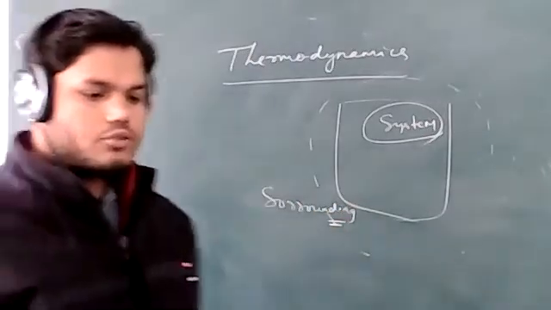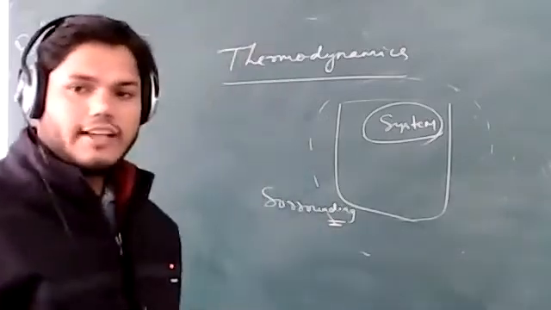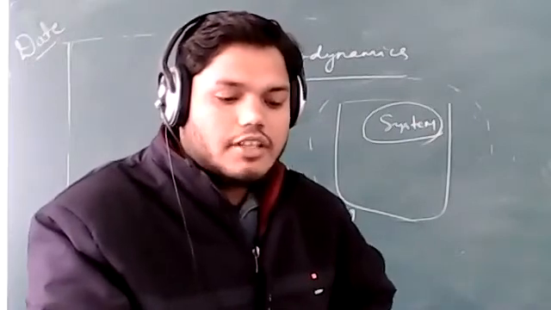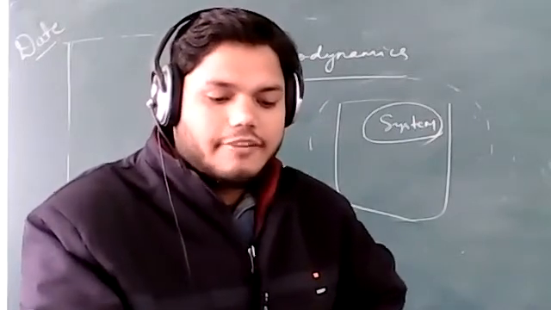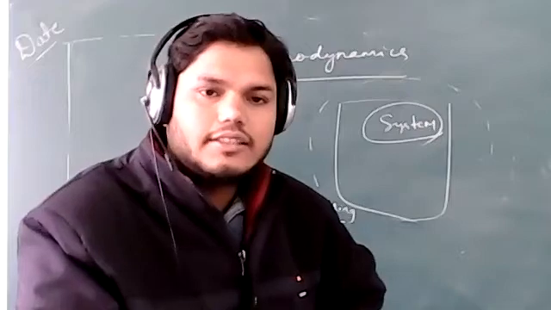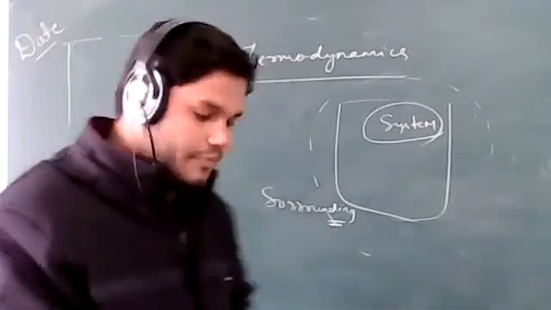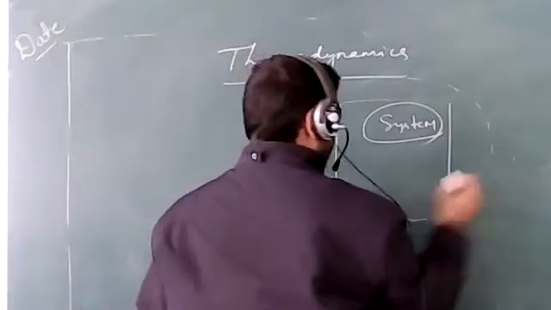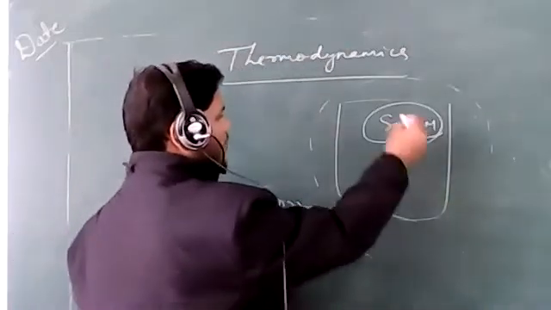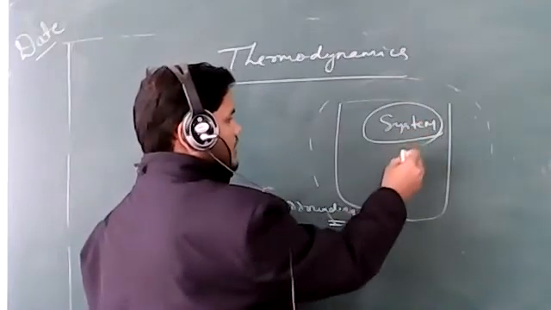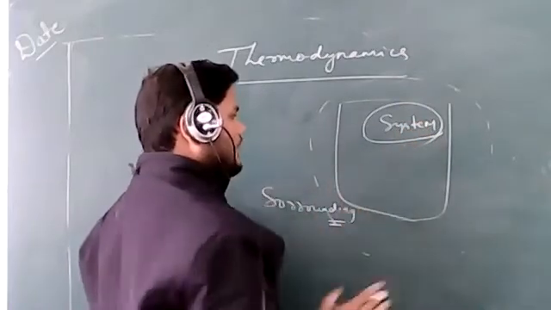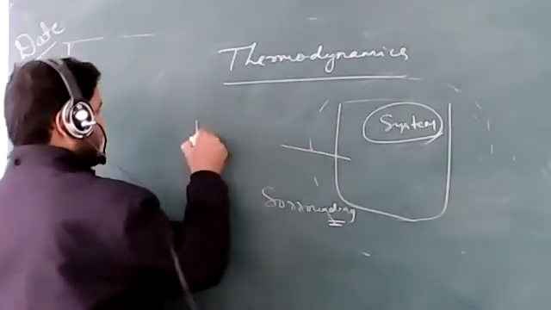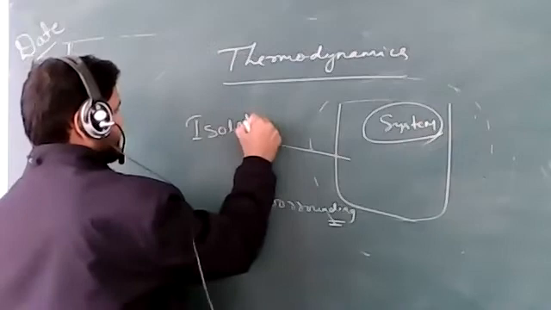Then comes the isolated system. What is the definition of an isolated system? If the surrounding of a system does not have any effect on the system, that means there is no connection between the system and the surrounding, then this is called an isolated system.